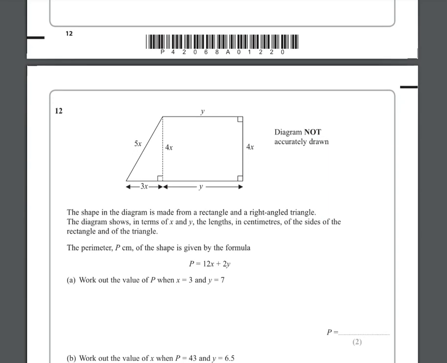Okay, question 12, work out the value of P when X is 3 and Y is 7. So P is 12X, which is 12 times 3, plus 2Y, which is 2 times 7. So that's 36 plus 14, which is 50.